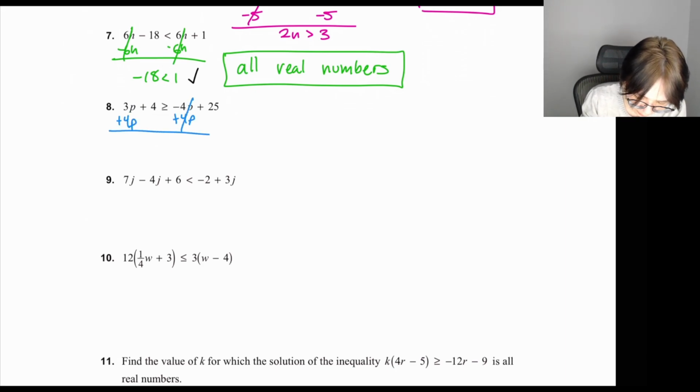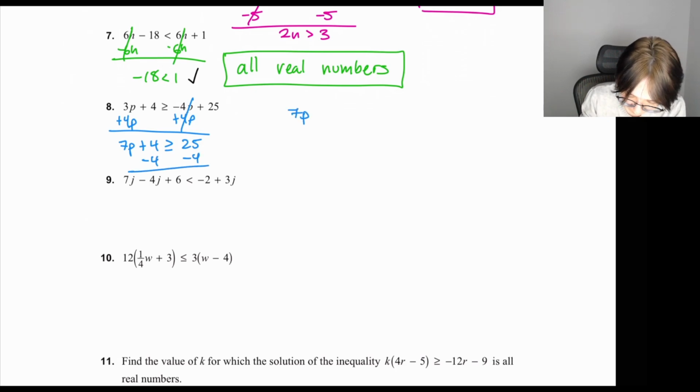So that cancels out. 3 plus 4 is 7. P plus 4 greater than or equal to 25. And then we go from there. Subtracting 4. I'm just going to write it over here. Greater than or equal to 25 minus 4, which is 21. Divide by 7, both sides. P is greater than or equal to 3.